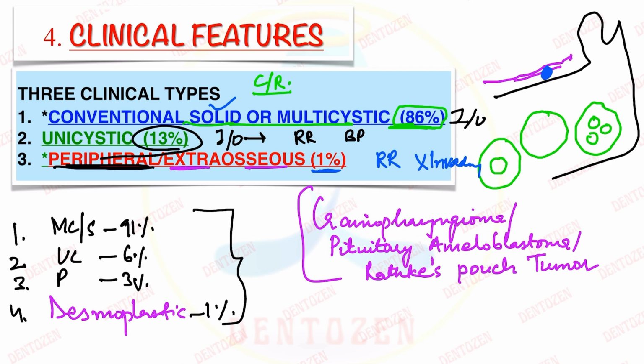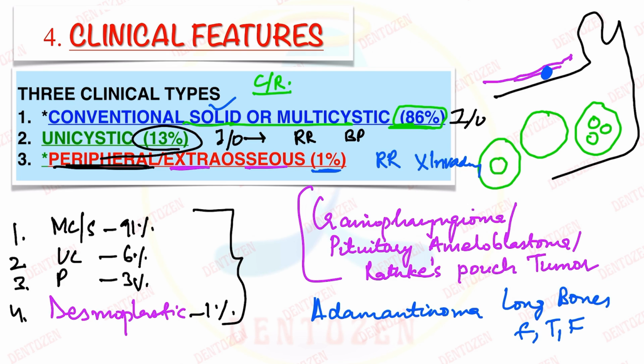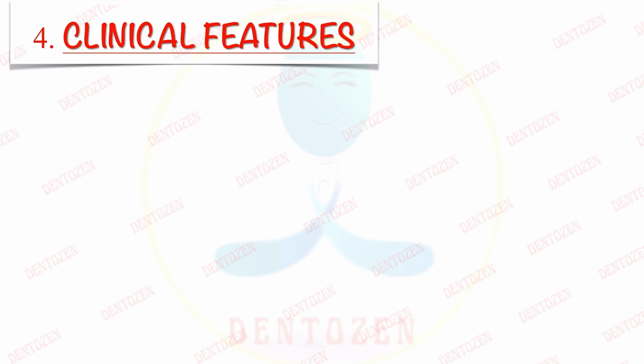Now another type of ameloblastoma which can occur outside the jaws is known as adamantinoma of the long bones, because it can occur in the long bones like femur, tibia, fibula. It has a superficial resemblance to ameloblastoma of the jaws, but it is not related. So you have to remember these two here. Now we come to the clinical features. Unicystic type and peripheral type will be taken in separate videos because they have different behavior.